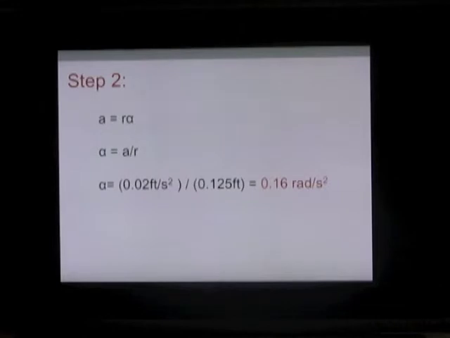Since we solved for acceleration in the last step, we can solve for angular acceleration, alpha, which will be needed in the next equation. Solving for alpha, we get 0.16 radians per second squared.